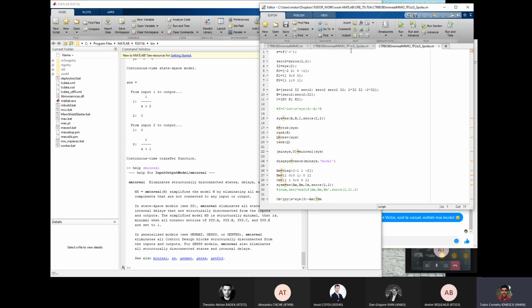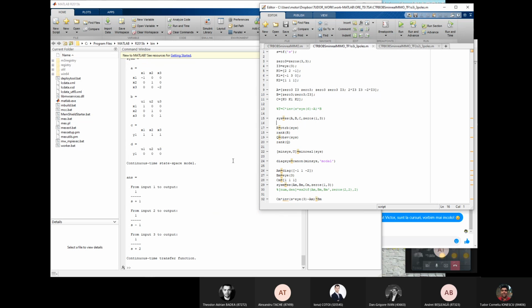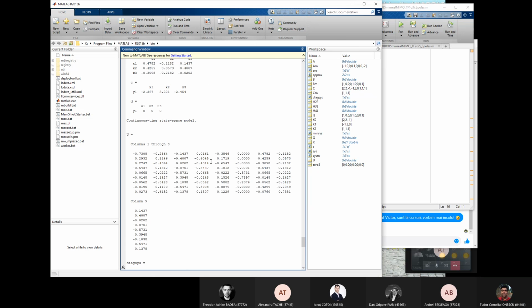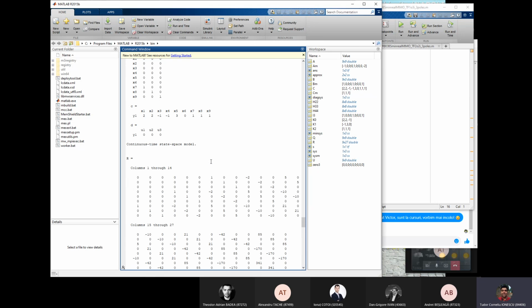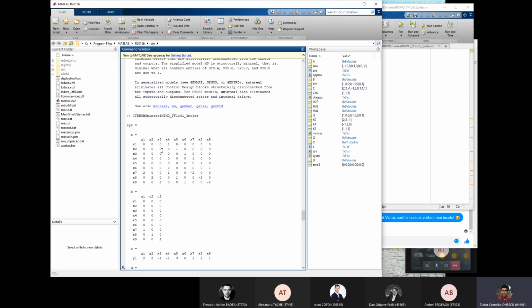In this part, I think I'm doing the same, but with a different example for order 2. Let's just check it here. You realize here that the dimensions of A, B, C are quite large. So it's very important to compute the minimal realizations. Let's run the simulation. Okay, let's see the results.